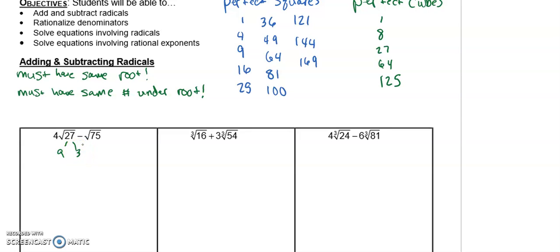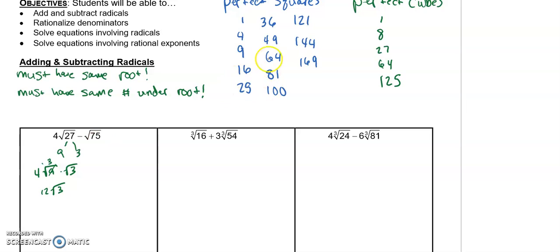So this is really going to become 4 times the square root of 9 times the square root of 3. The square root of 9 is really just 3, so I have 4 times 3 on the outside, which is 12 square root of 3. And that is going to be the most simplified I can do.